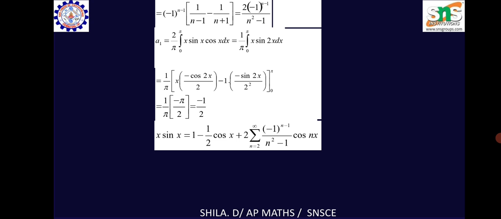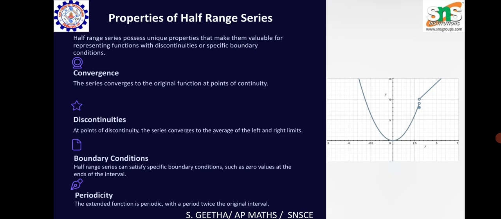So after finding the a1 value, the Fourier series of f(x) will become x sin x is equal to 1 minus half cos x plus 2 into summation n equal to 2 to infinity (minus 1) to the power n minus 1 divided by n square minus 1 into cos nx.